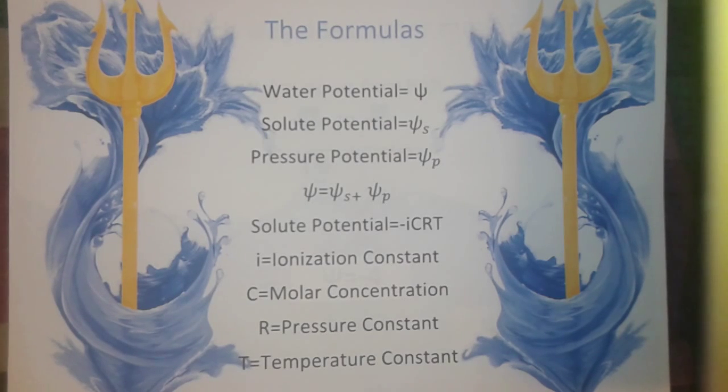C is the molar concentration, which is stated in an equation such as 0.2 molar concentration or 0.1 molar concentration. R is the pressure constant, which is always 0.0831. And T is the temperature, which is given to you in Celsius or in Kelvin. But if it's given in Celsius, then you need to change it to Kelvin by adding 273 to the amount of Celsius provided.